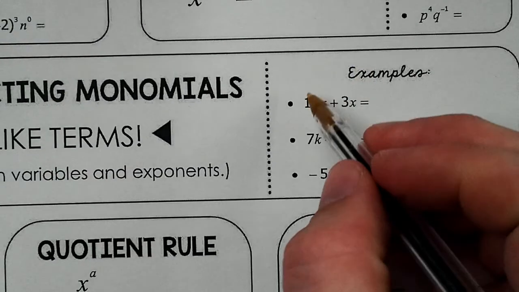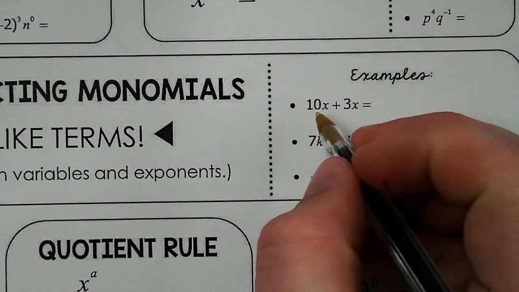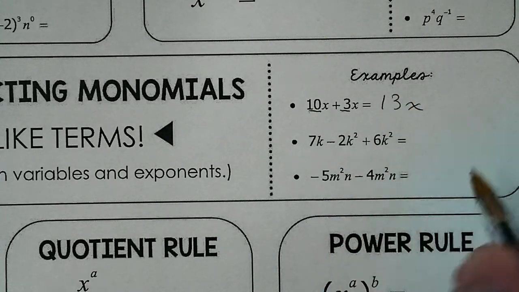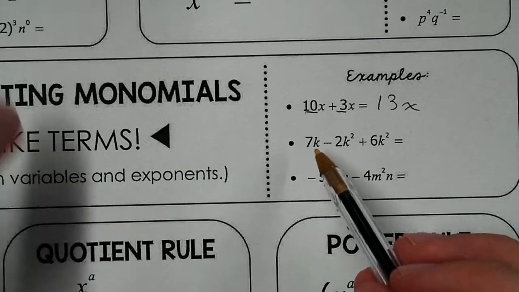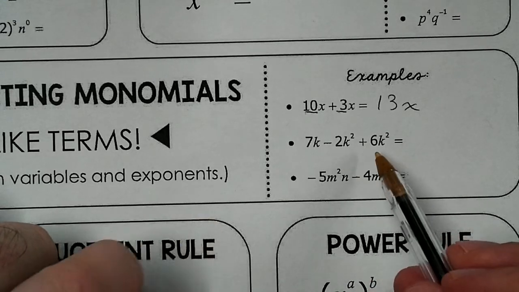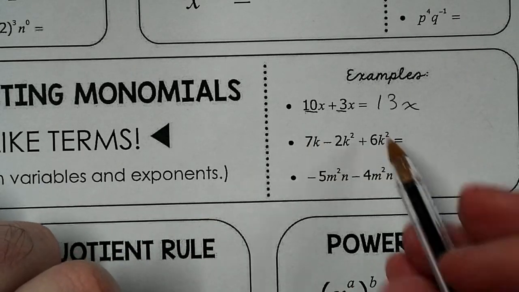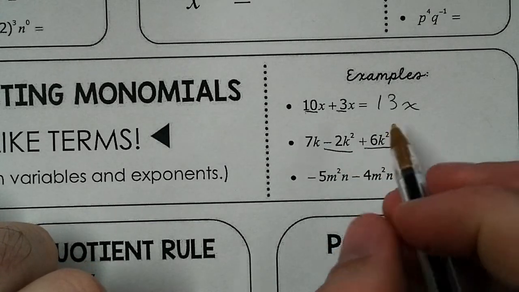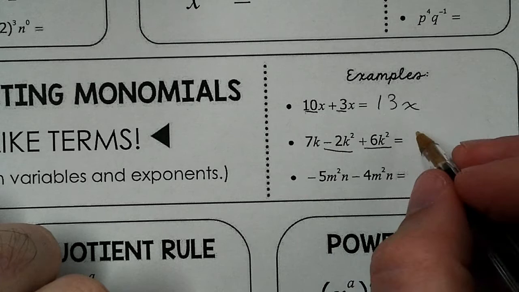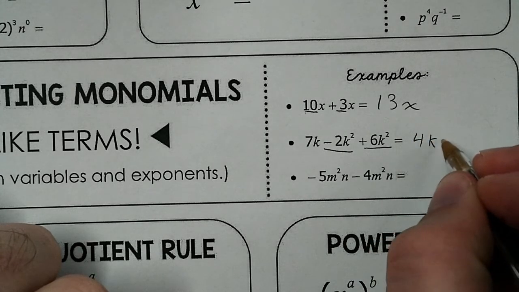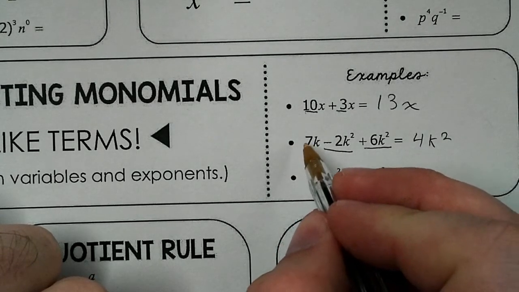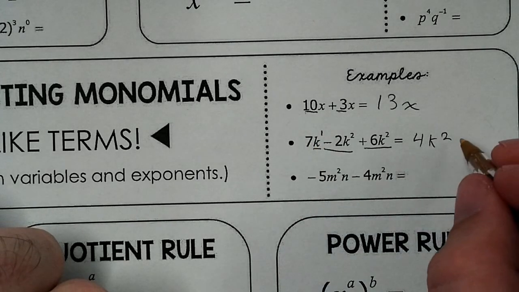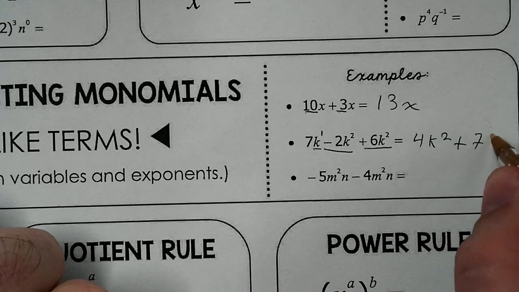So like this one, 10x plus 3x, they both have x's. 10 plus 3 is 13, so that's 13x. Now on this one, 7k minus 2k squared plus 6k squared, they all have k's, but these ones both have k squared. Those are the only ones I can combine. Negative 2 plus 6, which is 4k squared. And then we cannot combine this because this is just a regular k, because that's really k to the 1. So it's just plus 7k.